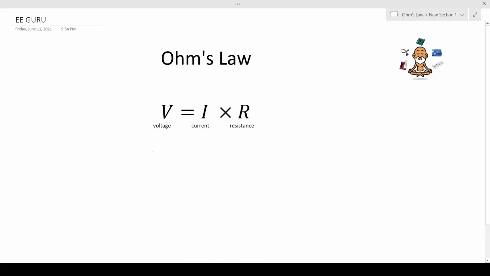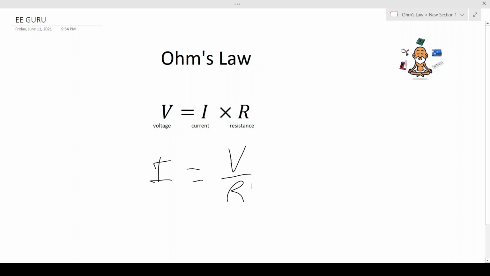So we can rewrite Ohm's Law in the form of I is equal to V divided by R. In this situation, I is the current, V is the voltage, and R is the resistance. But with this form, it's more intuitive.